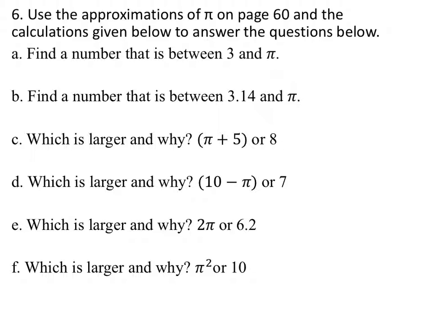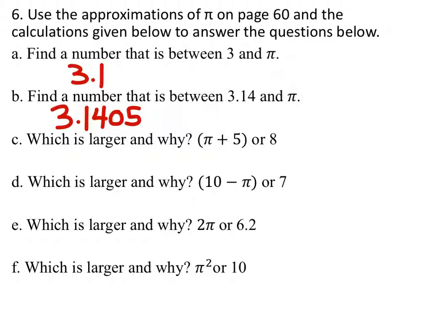Alright, a number between 3 and pi would be something like 3.1, because pi is 3.14. Find a number that is between 3.14 and pi. So we know pi is 3.1415. So 3.14, that's the lowest. We'll just make it a little bit bigger than that.